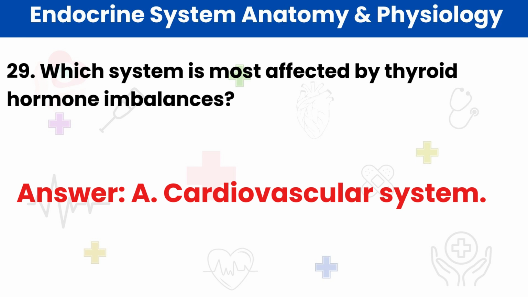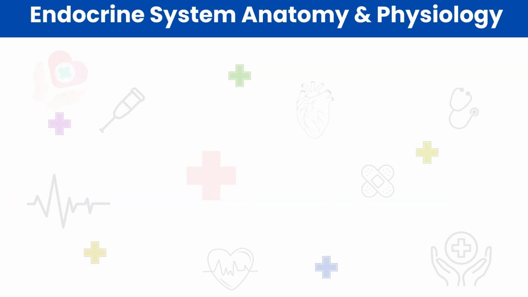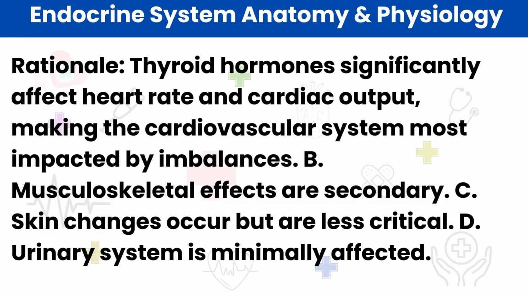Answer: A. Cardiovascular system. Rationale: thyroid hormones significantly affect heart rate and cardiac output, making the cardiovascular system most impacted by imbalances. B. Musculoskeletal effects are secondary. C. Skin changes occur but are less critical. D. Urinary system is minimally affected.